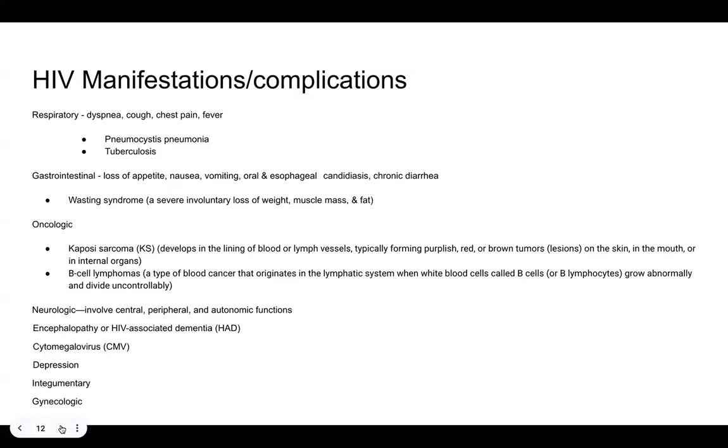The neurological system can be affected. This involves central, peripheral, and autonomic functions. Encephalopathy or HIV associated dementia can occur. Cytomegalovirus can occur. Depression, skin changes, as well as gynecologic changes can all occur.